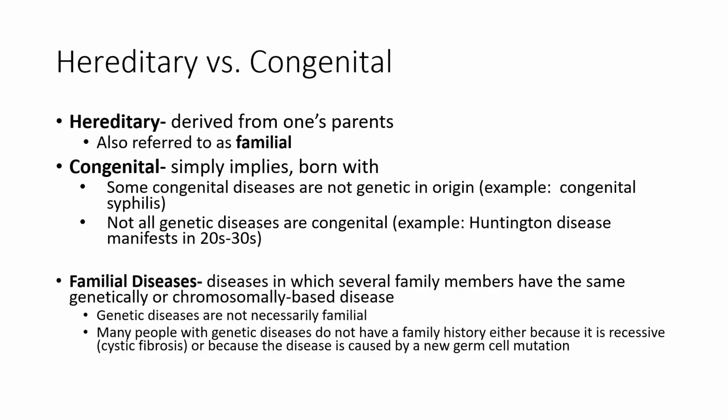So here's the takeaway. Hereditary equals passed down genetically, congenital equals present at birth, and familial equals seen in multiple family members. And none of these terms are synonyms, even though people use them like they are.